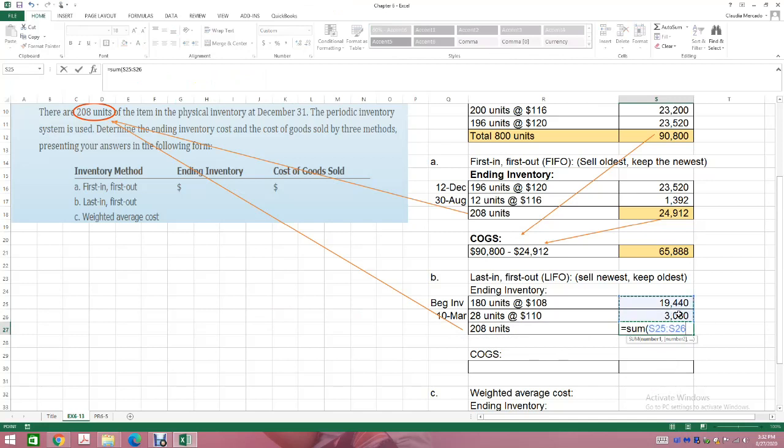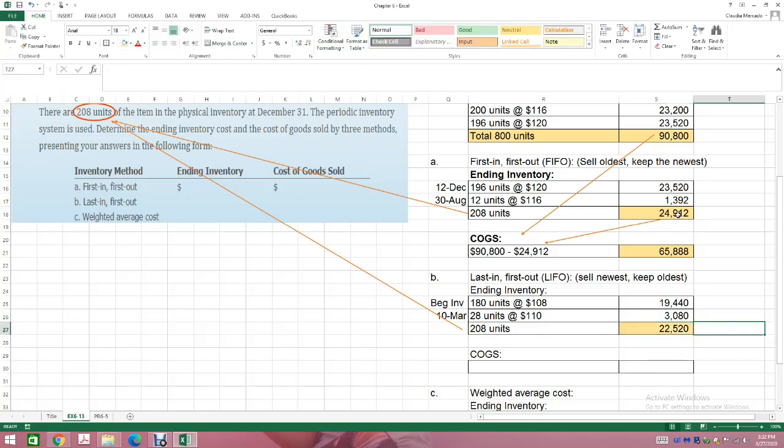So I've got 208 units, but if you use the LIFO method, how much are they valued at? If you add those two together, it gives you 22,520. So if you compare, with FIFO they're valued at 24,912, and with LIFO they're valued at 22,520. It just depends which one you are keeping. Are you keeping the old or the new?